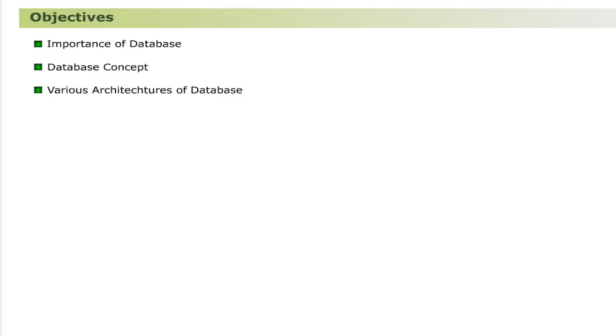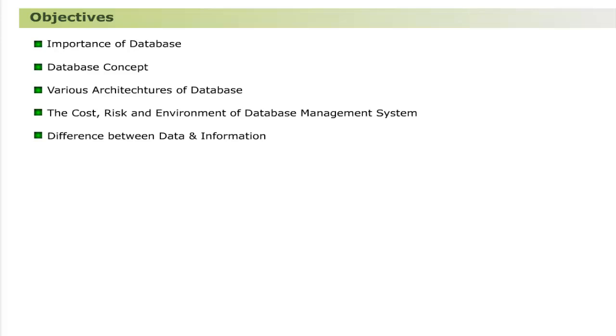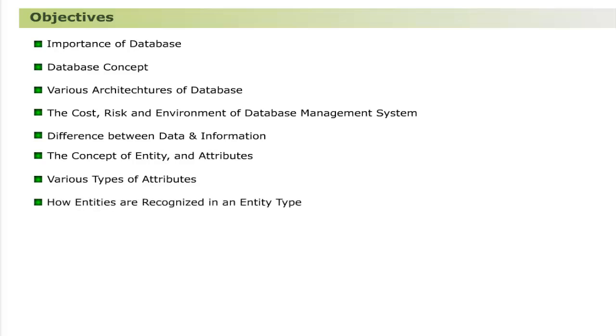Objectives. The objectives of the unit are to explain importance of database course, database concept, various architectures of database, the cost, risk, and environment of database management system, difference between data and information, the concept of entity and attributes, various types of attributes, how entities are recognized in an entity type, how various entity types are associated with one another.